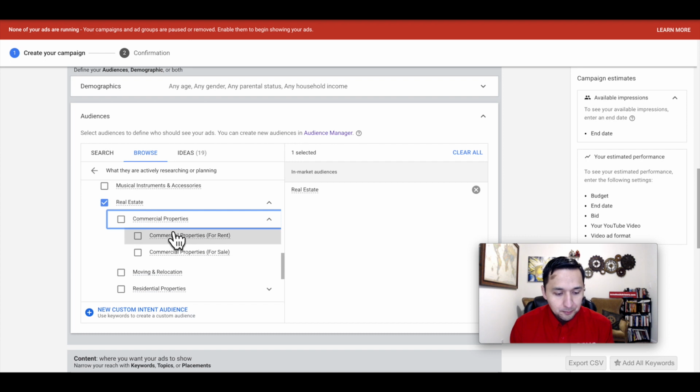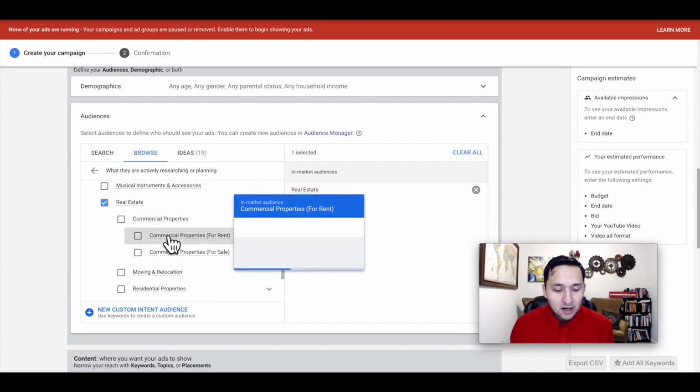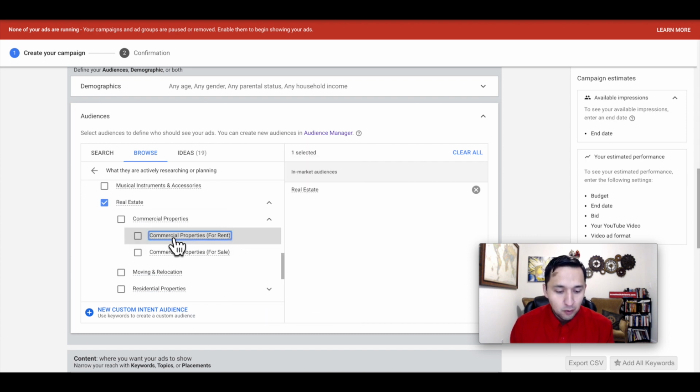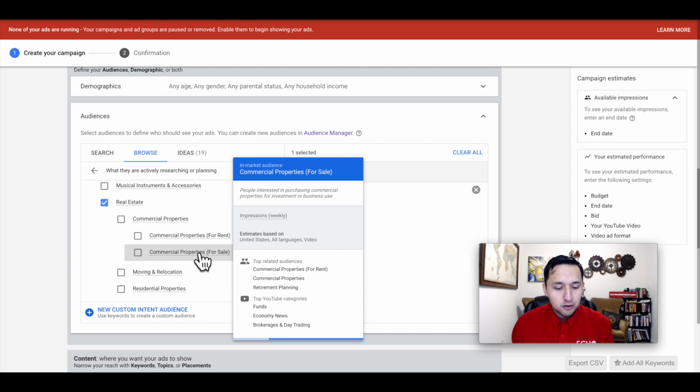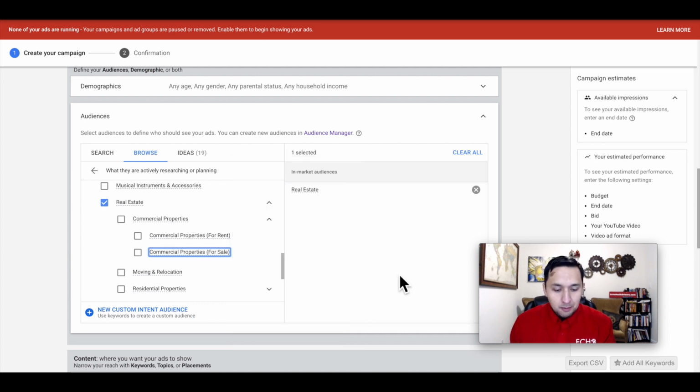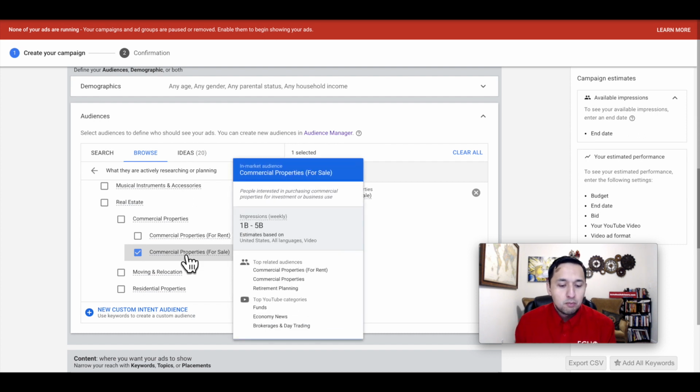So you see, you're able to target people that are looking for commercial properties for rent. So we're looking at business owners in that regard, and commercial properties for sale: business owners, investors, and people that are looking for commercial just in general. So you're able to target as far down as commercial properties for sale.